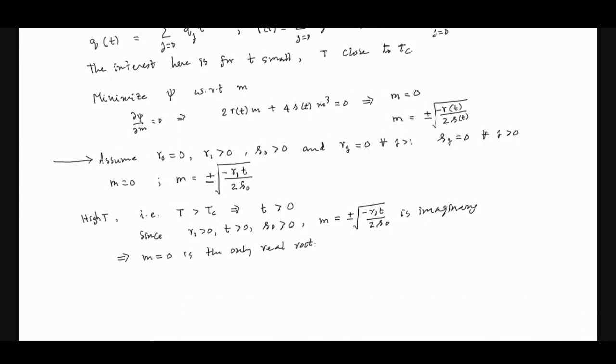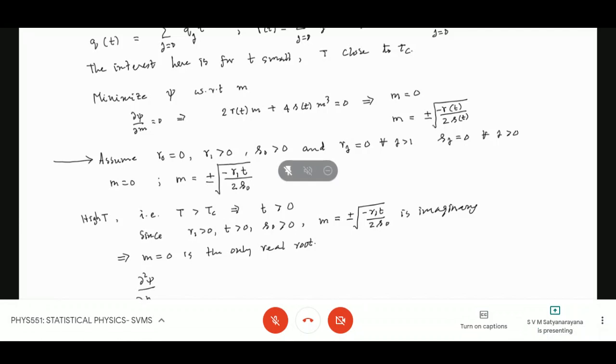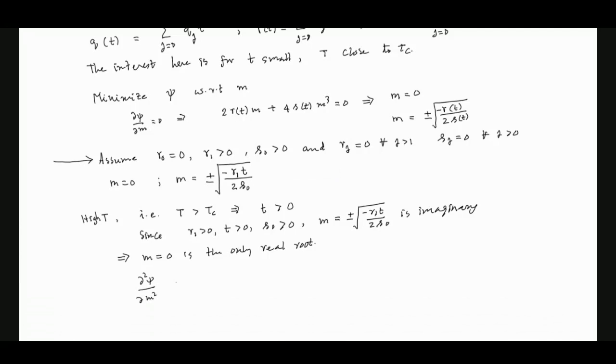Now let us look at dou square psi by dou m square. Dou square psi by dou m square is 2r of t plus 12 s of t m square. And suppose you want to evaluate this at m is equal to 0, that is at that root, then it will be simply 2r of t.